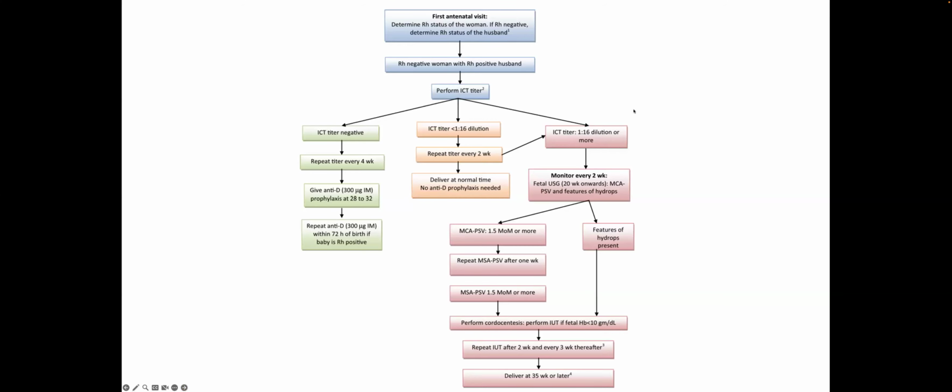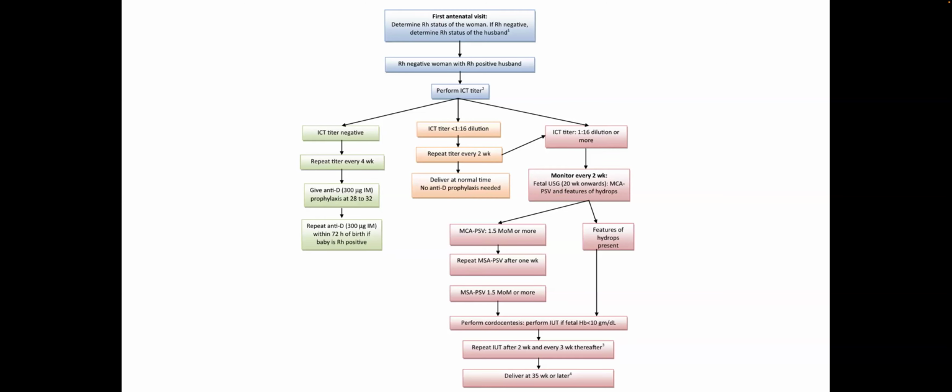So this is a schema of how you manage this baby. You determine the RH status of the mother. In case of the negative mother, you determine the RH status of the father also. If RH negative woman with RH positive husband, you perform an ICT titer. If the titer is negative, you repeat it every 4 weeks. Give anti-D 300 as stated between 28 to 32 weeks and repeat anti-D after birth within 72 hours. If the ICT titer is positive, but it is less than your criterion, that is less than 1:16, then you repeat titers every 2 weeks and deliver at normal time. No anti-D prophylaxis is needed.